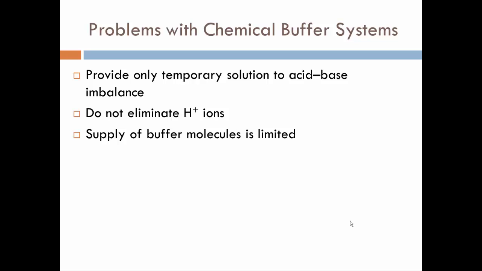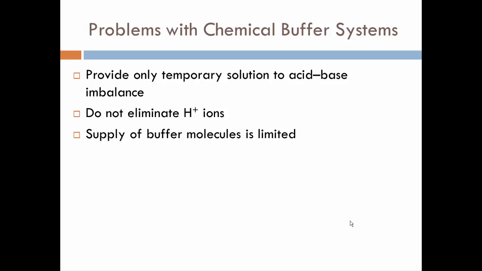Now there are problems with the chemical buffer systems in that they only provide a temporary solution to acid-base imbalances. They don't eliminate the hydrogen ions, they're just taking up the hydrogen ions. So if there's too many hydrogen ions, they just tuck them and add them to the molecule, be it phosphates or bicarbonates. I add a hydrogen ion to bicarbonate, I'm just going to make carbonic acid and then CO2 and water. And so I'm just tucking that hydrogen away and removing it from the solution. But I haven't gotten rid of the hydrogen ions.